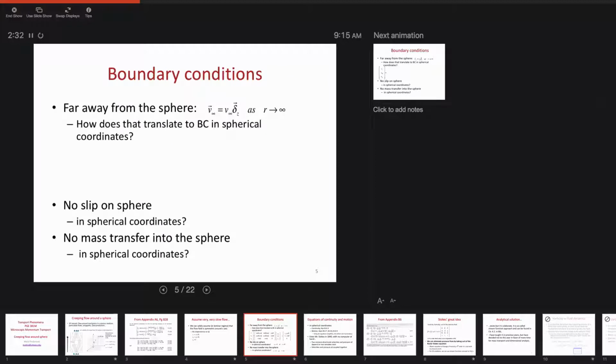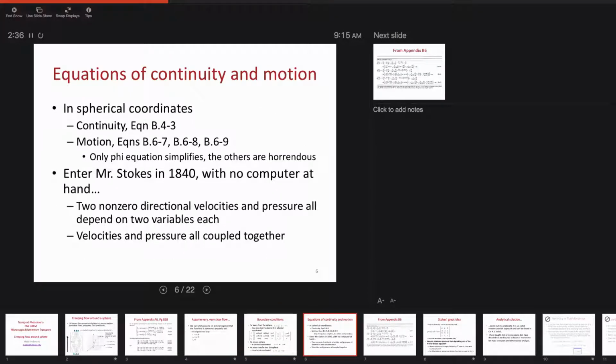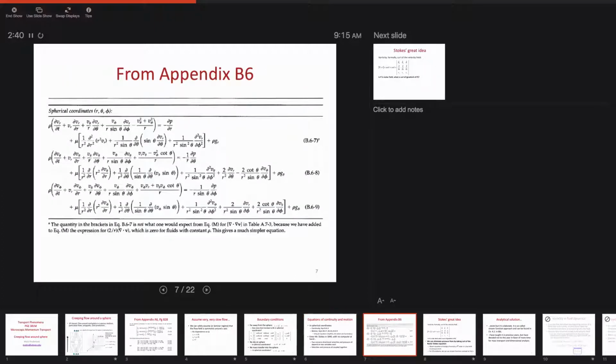Now, when I can apply boundary conditions or think about what boundary conditions to use, if I look at my equation of motion for spherical coordinates, it looks ugly. It's no different from what we actually looked at already. This is rho times dv/dt, the r component of it, and the material derivative.